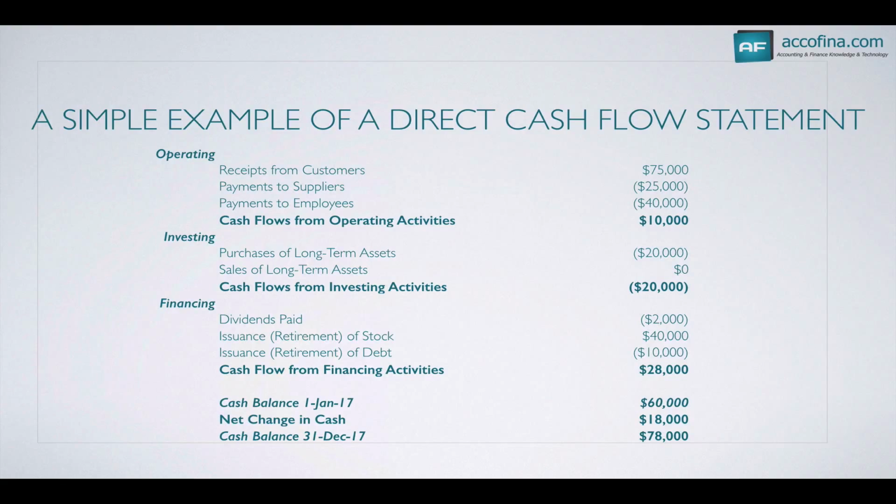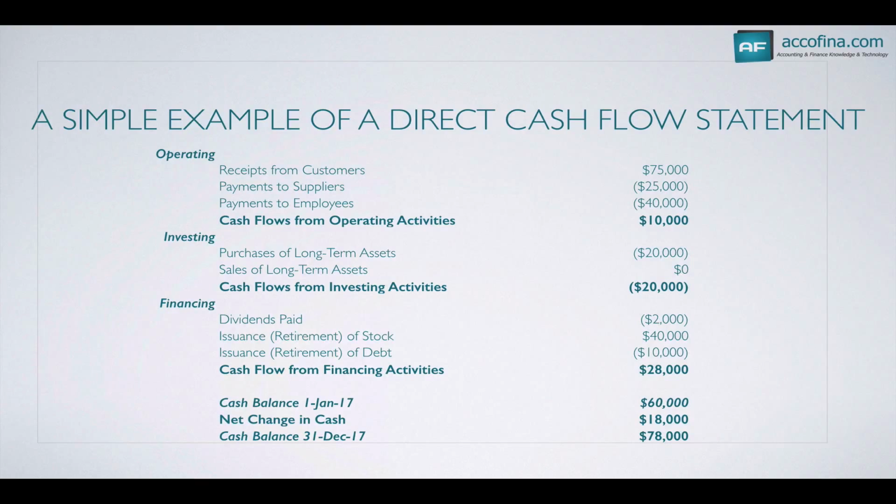or replace their long-term assets. And when it comes to financing, there are dividends paid. They've paid a $2,000 dividend, which is a good sign. They've issued $40,000 worth of stock or shares, and they've even paid back $10,000 worth of debt. So they've retired $10,000 worth of debt. So they're issuing shares and paying off debt. So they're changing their capital structure. And the overall cash flow from financing activities, they have received $28,000 worth of inflows.